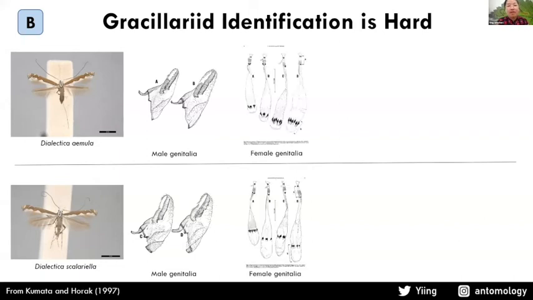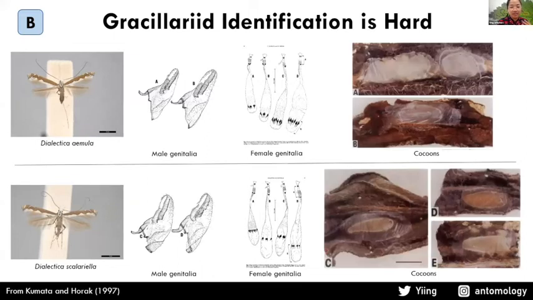So the next step, maybe look at the female genitalia, except here, again, they said in the paper that it was distinguishable, but to me, it's very difficult. And I don't think it's the best feature to use. However, when they looked at it in the life history, they found that the cocoons were actually quite different.